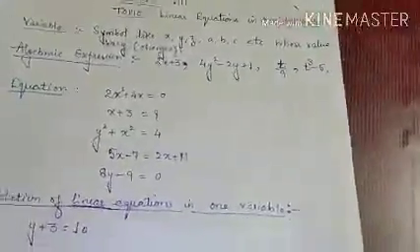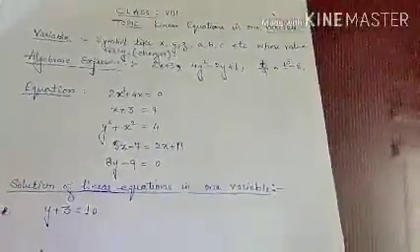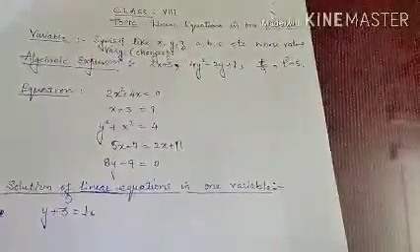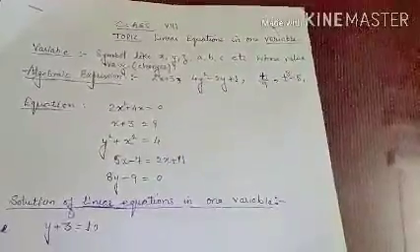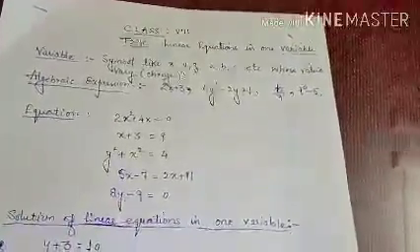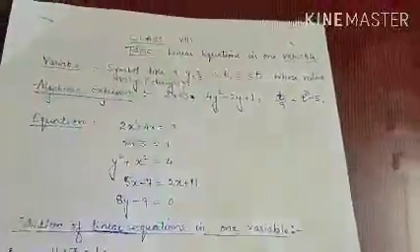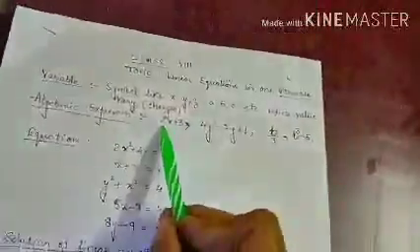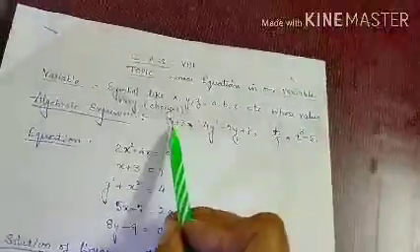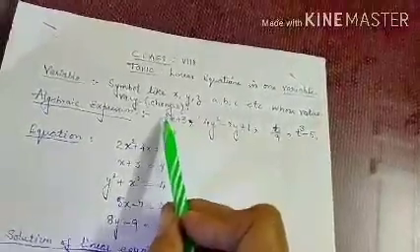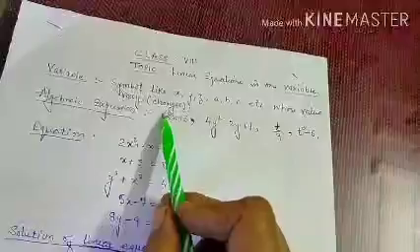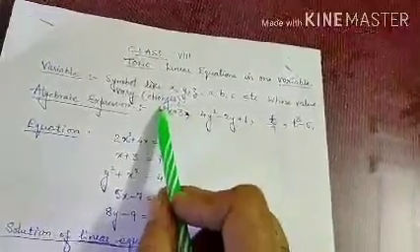In mathematics, we have four arithmetic operations: addition, subtraction, division, and multiplication. When we have some combination of these arithmetic operations with variables and numbers, that forms an algebraic expression. Like we have written 2x plus 3. Here the variable x is multiplied by 2 and then added to 3. So it is an algebraic expression.